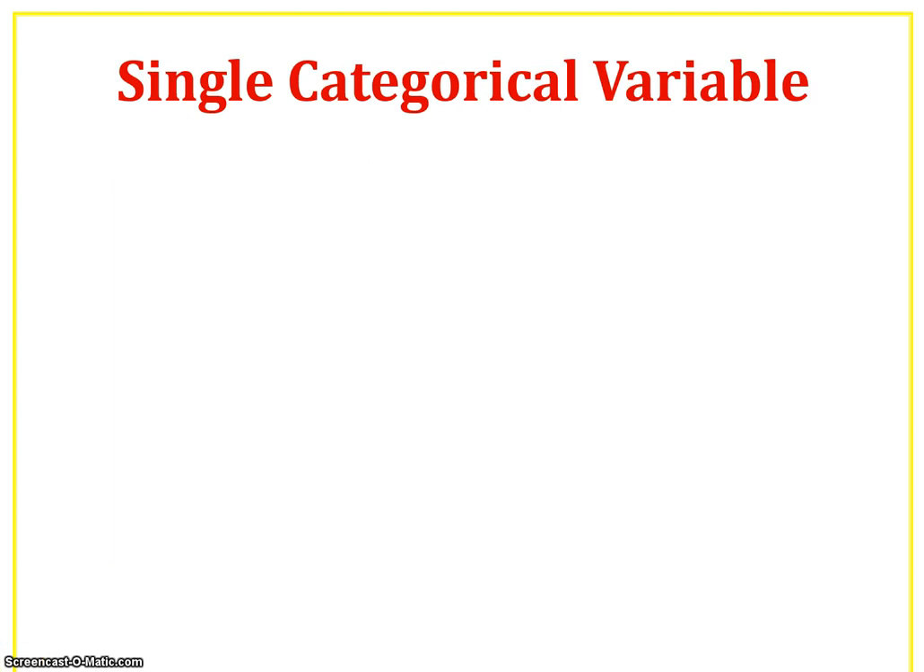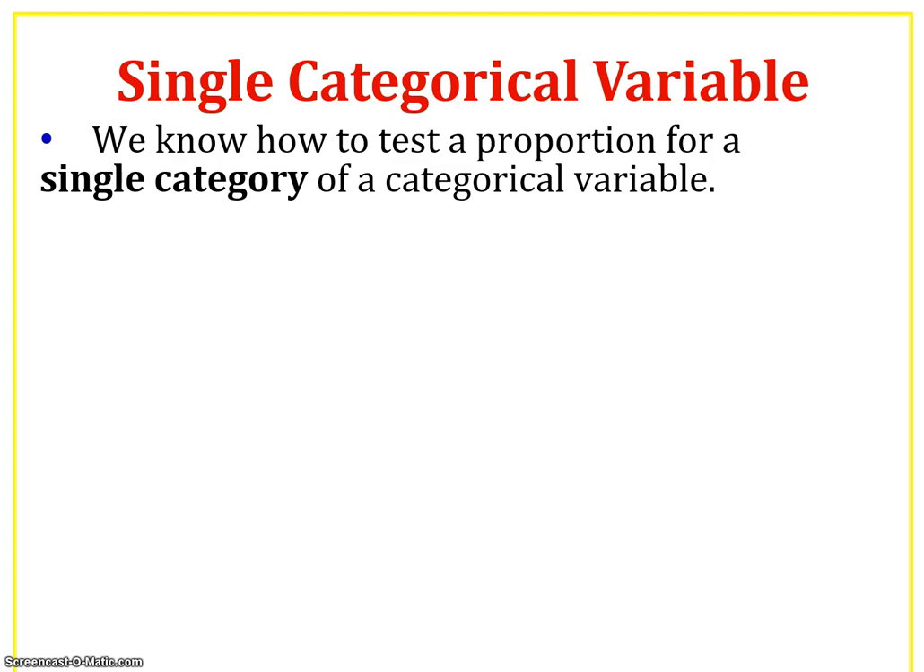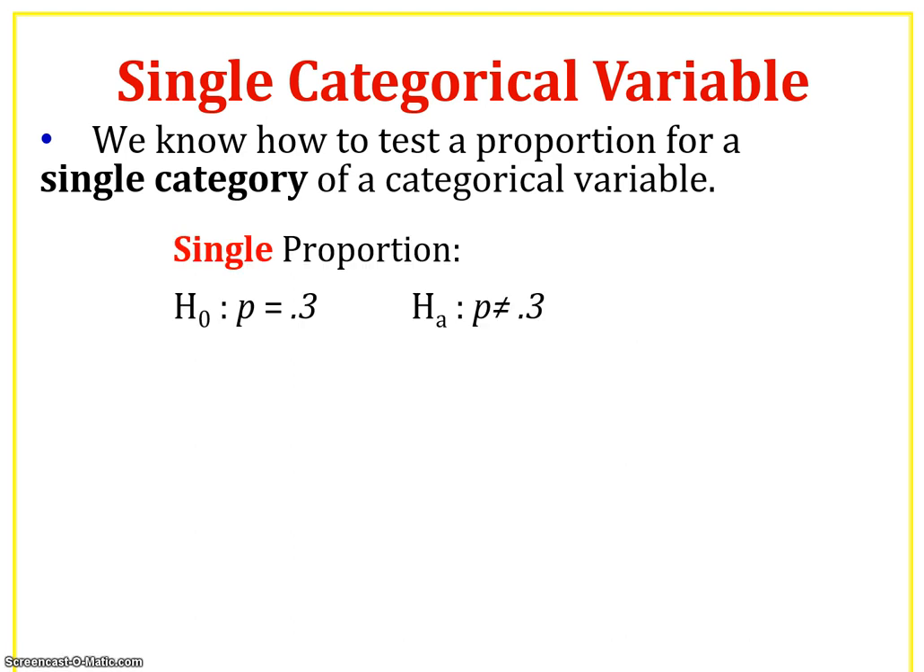Now, in Chapter 6, we've already seen how when we have a single categorical variable, we can do a hypothesis test about the proportion that falls into a single category of that categorical variable. We test hypotheses about a single proportion p, and we'd use a Z test statistic to do that, as long as our sample sizes are large enough.